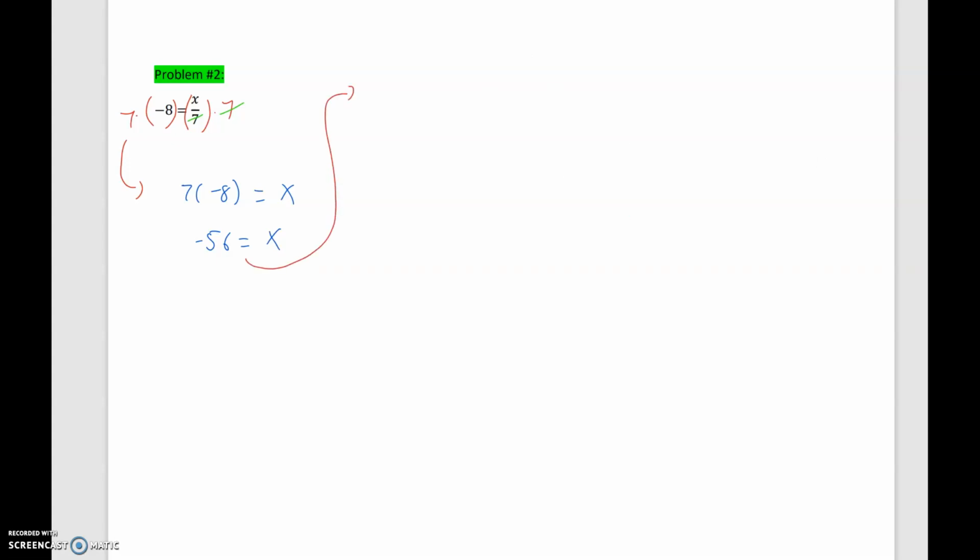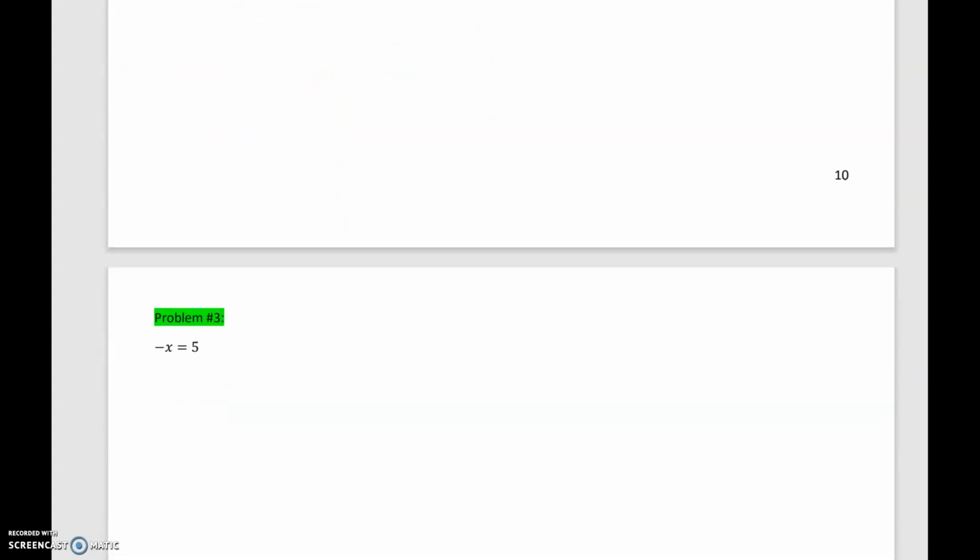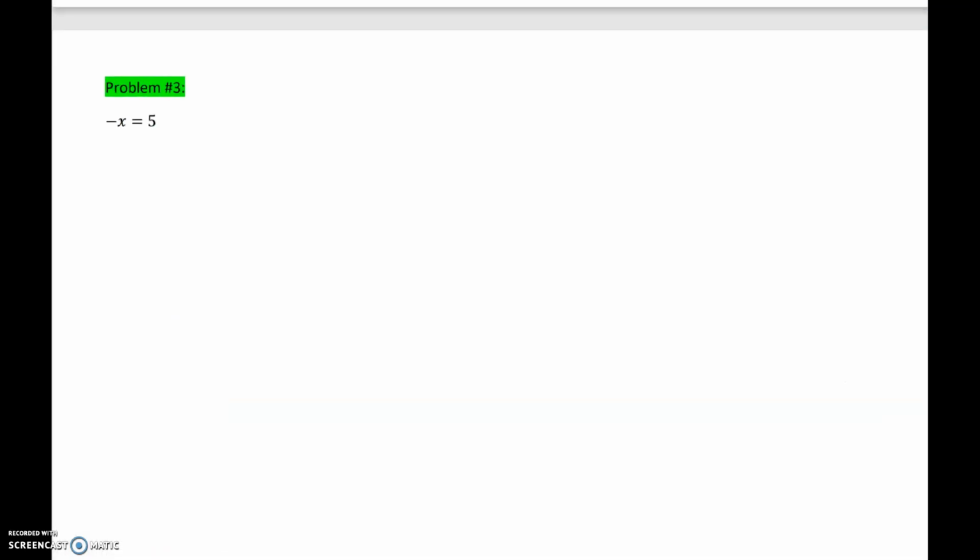Let me rewrite it in terms of the x. So x is equal to negative 56. That's actually it for problem 2. Let's move on to the next problem, problem 3.